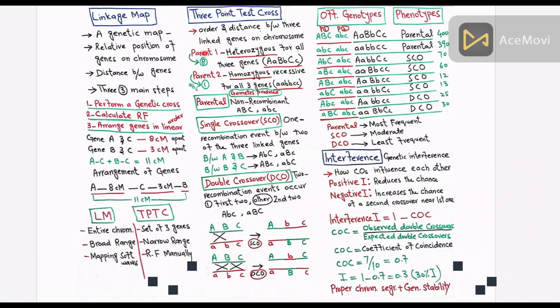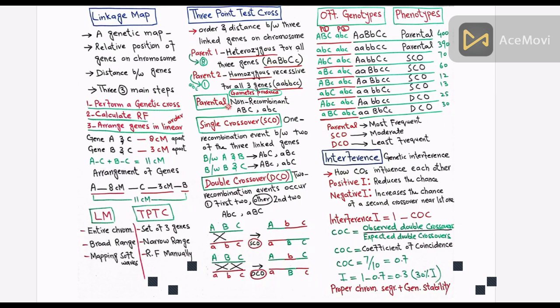What is the cross setup in 3-point test cross? It includes two types of parents. Parent 1 will be heterozygous for all the three genes, and parent 2 will be homozygous recessive for all the three genes. And the first step is the gamete production. Parent 1 produces 8 kinds of gametes and parent 2 produces only 1 kind of gametes. The 8 kinds of gametes produced by parent 1 are categorized into 3 main types. Number 1, parental type. Number 2, single crossover type. And number 3, double crossover type.